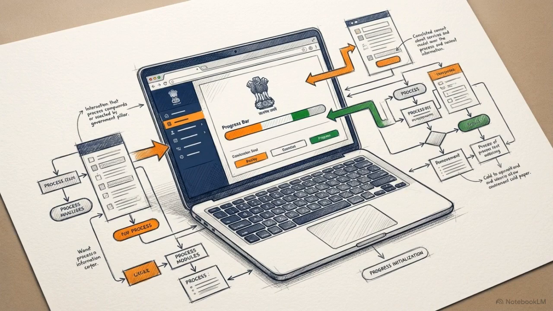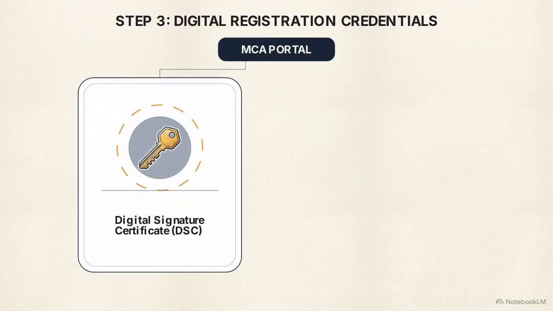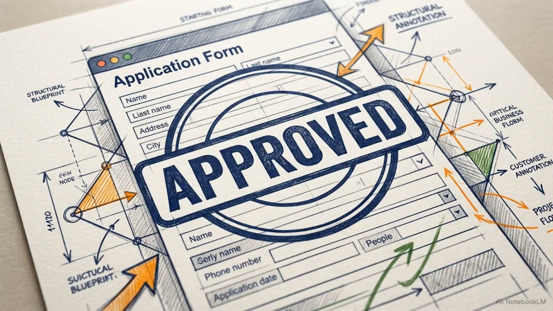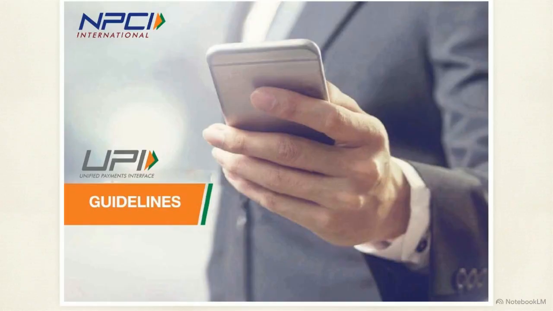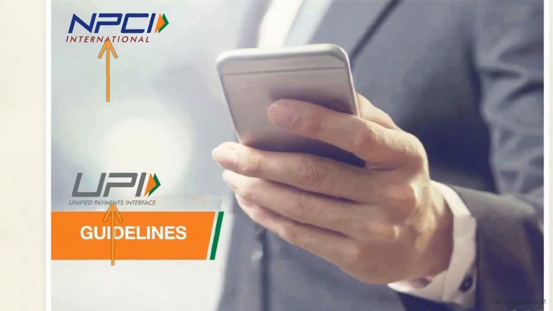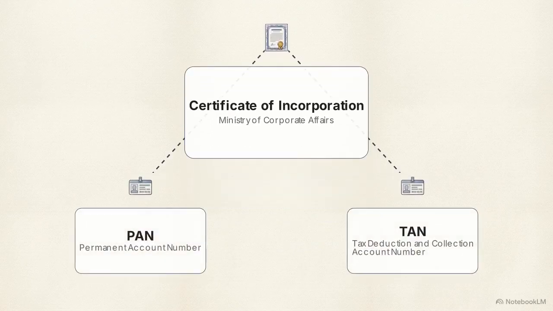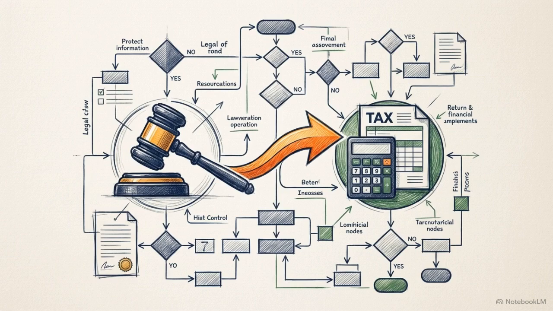Step 3 moves everything online to the Ministry of Corporate Affairs portal. You will acquire digital signature certificates, apply for director identification numbers, and finally submit your proposed company name for official approval. This official certificate of incorporation clears the path for your business to eventually associate with institutional networks, including the NPCI International and UPI systems shown here. Because the filing process is integrated, the government automatically issues your company's PAN and TAN alongside the certificate. This streamlines the transition directly into the next phase, tax registration.